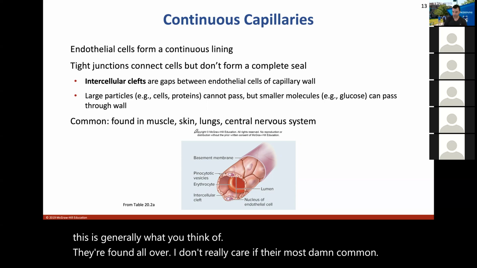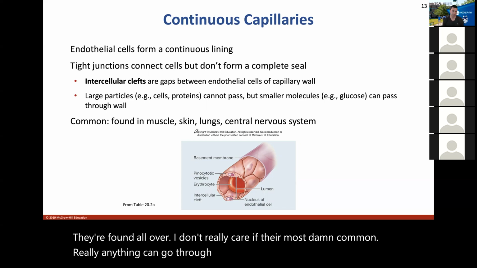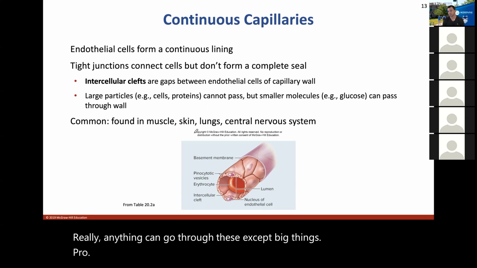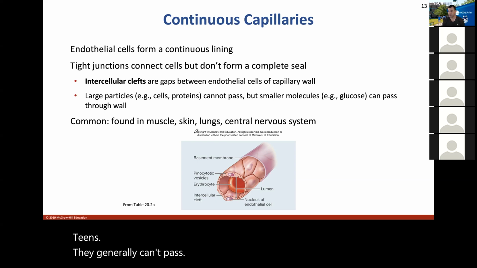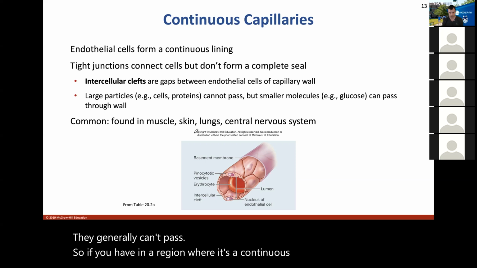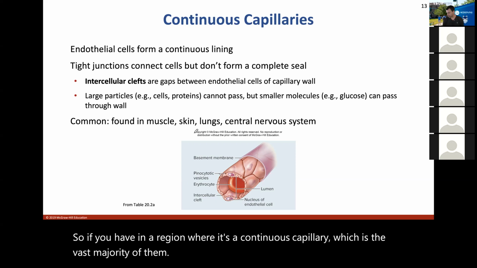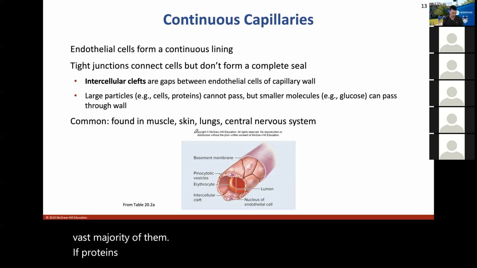Really, anything can go through these except big things. Proteins generally can't pass. So if you have a region where you know it's a continuous capillary, which is the vast majority of them, and proteins are getting into regions where they're not supposed to, then you know you have inflammation going on.